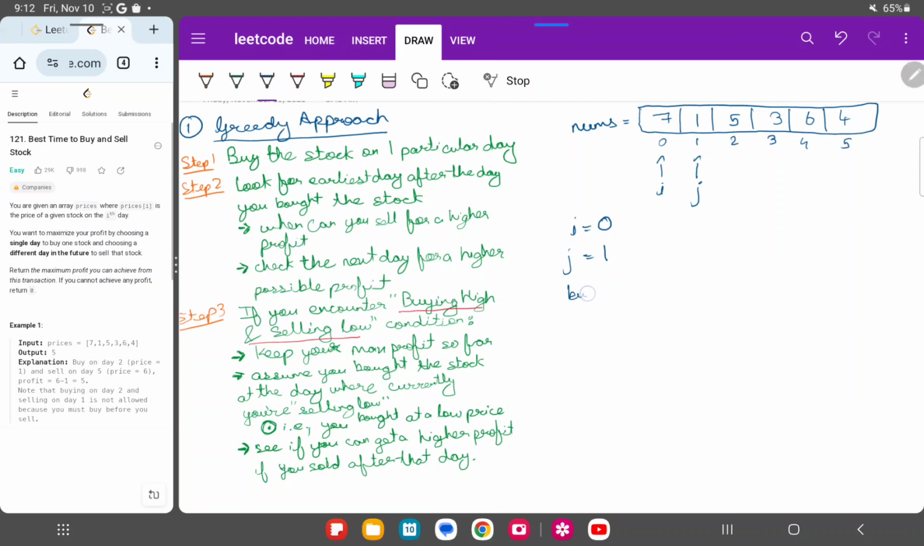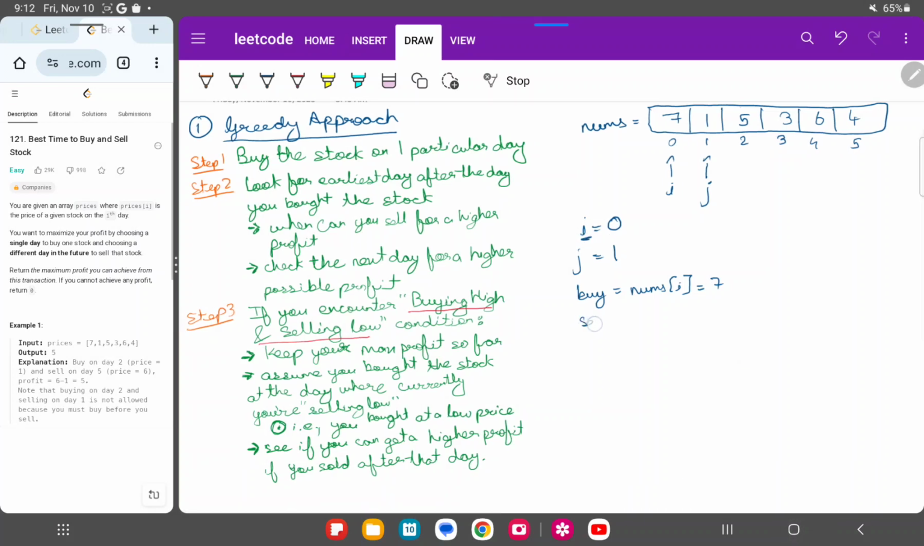So what is the buy value? The buy value is nothing but nums[i]. In this case it would be 7. This is the stock price at which you bought on the ith day. And what is the sell price? That is nums[j], in this case 1. Clearly you can see this is a buying high and selling low condition, because you bought the stock at price 7 and now you're having to sell the next day at price 1.